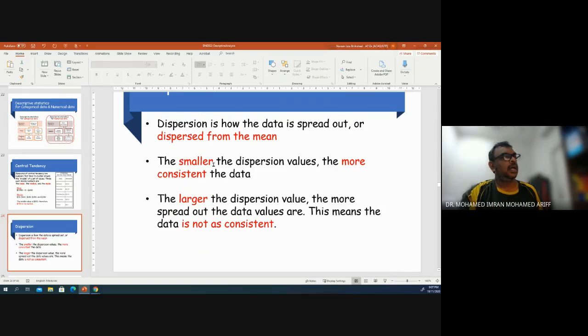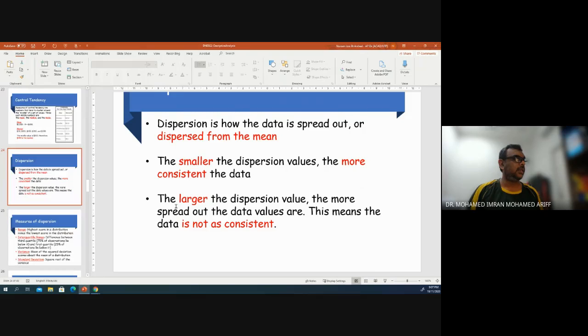Now, this one. Dispersion is how the data is spread out or dispersed from the mean. So starting from the mean, what is the dispersion? The smaller the dispersion value, the more consistent the data. The larger the dispersion value, the more spread out the data. This means the data is not consistent. We will go into this. What is the value of this? What is the meaning of this?